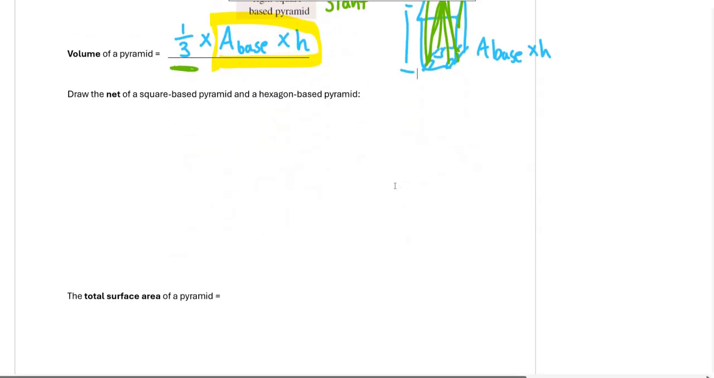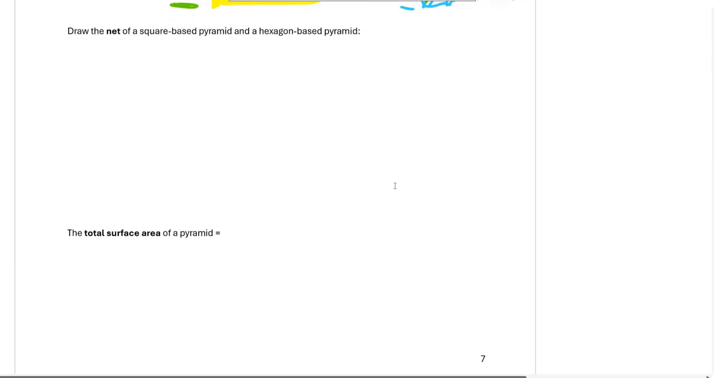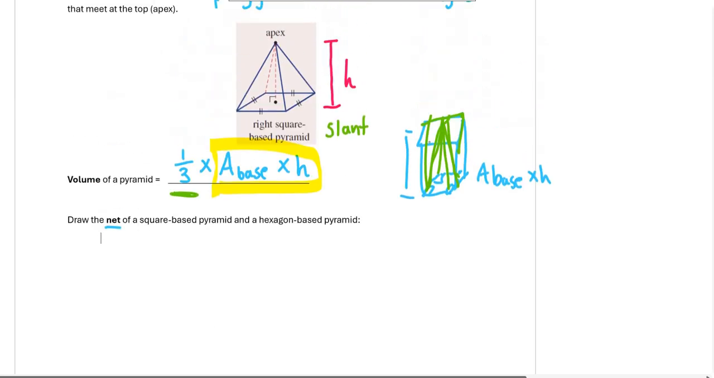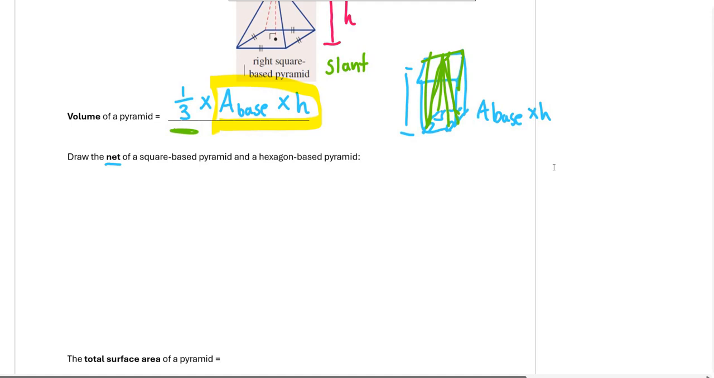The next task I'm going to get you to do, and I'm going to get you to pause the video and do it yourself first before you look at the answers, is to draw the net of a square-based pyramid, so one just like this one, and a hexagon-based pyramid, so one with 6 sides. The net is the flat version of this, like the 2D version of what it would look like. So have a go. Pause the video and have a go at this task right now and come back to the video. Pause now.